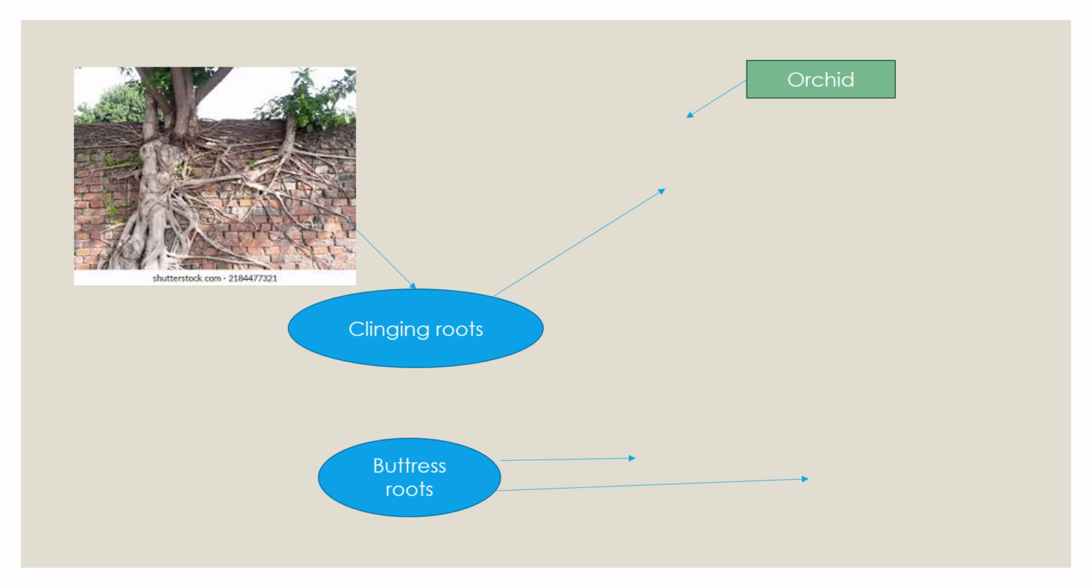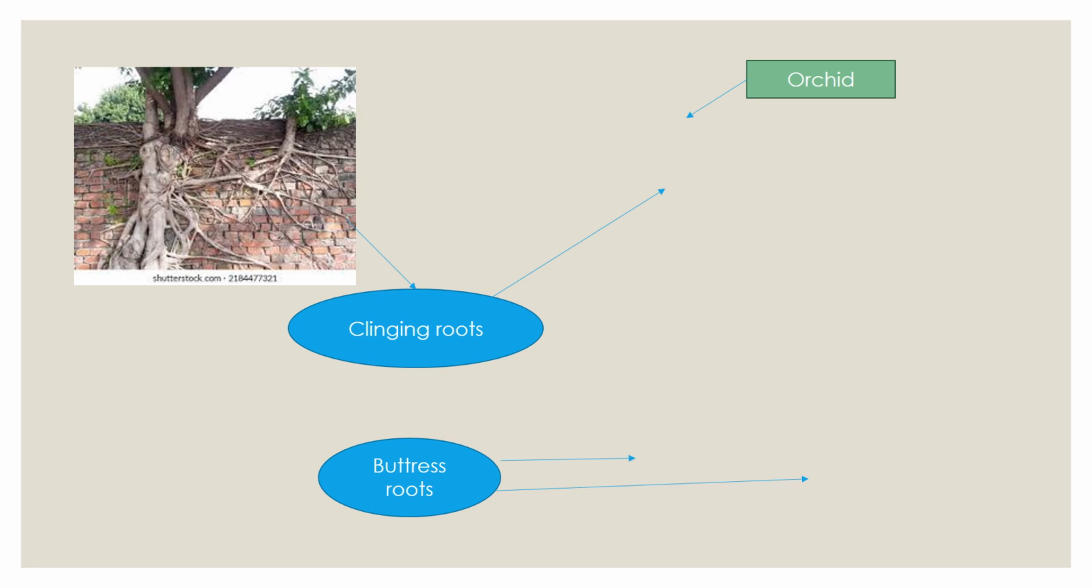Here we can find the climbing roots. As we say, they penetrate the crevices of the support. In this situation, the support is a wall, so the roots try to penetrate the crevices or the cracks, go through the cracks in the wall to support the plant to stand up.